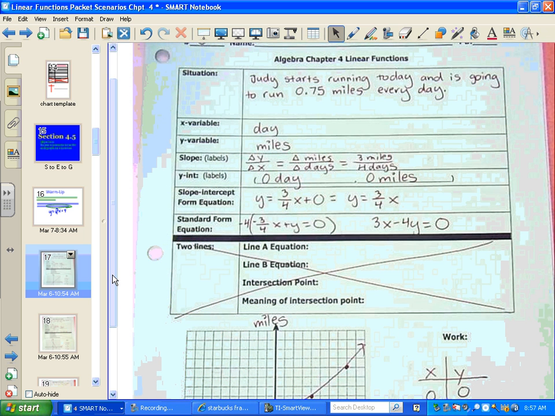Y-intercept with labels, 0 days, 0 miles. Slope-intercept form equation is y equals 3/4 x. Standard form, I'll put a little box around, is 3x minus 4y equals 0. So let me pause there for a second. Questions on the first part of your template?